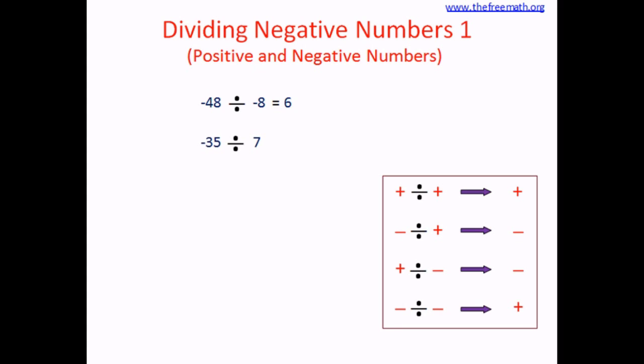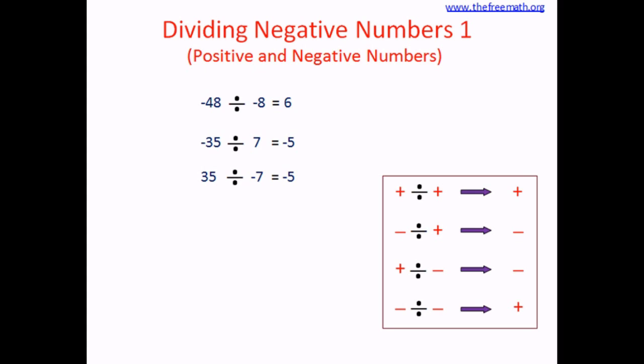The next one is this, -35 divided by 7. Ignore the signs. So 35 divided by 7 equals 5. 5 sevens are 35. But you are dividing a negative number by a positive number. One negative, one positive. That means your result is going to be negative. So the answer is -5. The next one is 35 divided by -7. Again, ignore the signs. So the answer will be 5. And you are dividing a positive number by a negative number. So the answer is -5.